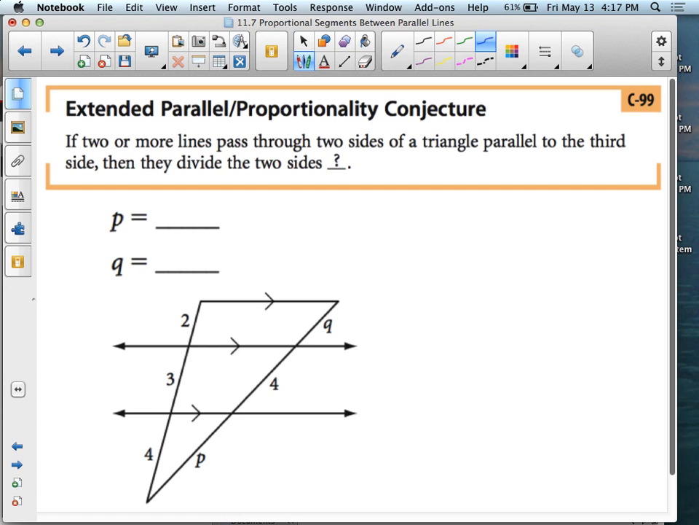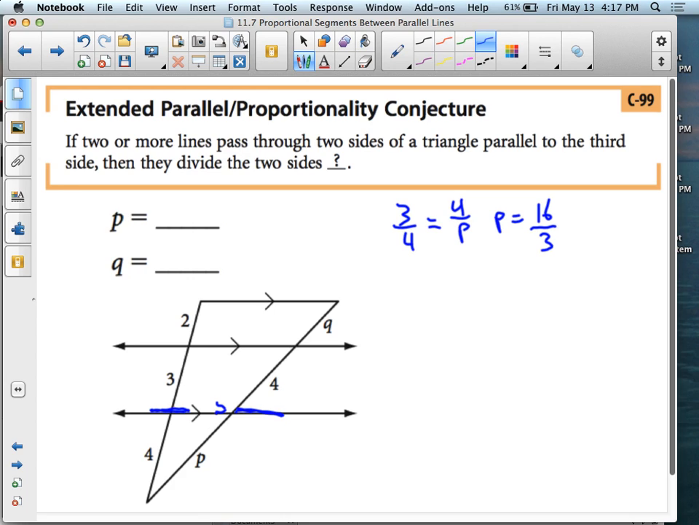So perhaps you solve for P. If I look down here, I almost see a proportion here. I almost see that 3 is to 4 as 4 is to P. 3 is to 4 as 4 is to P. So when I cross multiply, I'm going to get P is equal to 16 over 3.